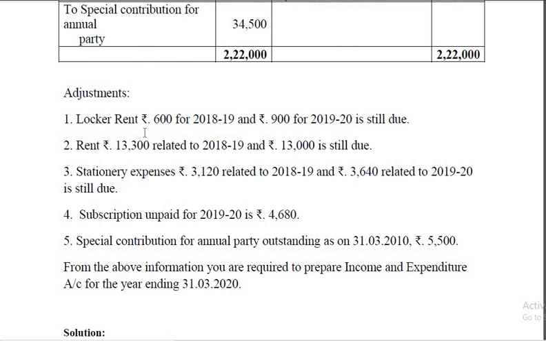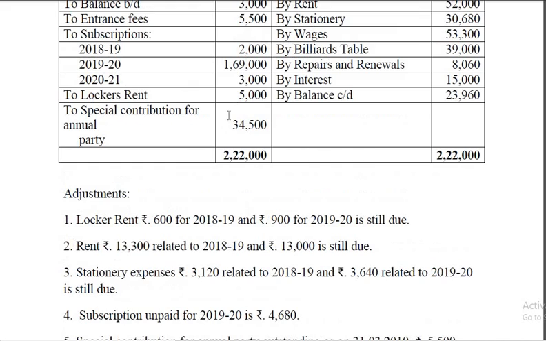But then it's given that lockers rent 600 is for 18-19. That means not for the current year. Therefore, of the 5,000 you have received, you have to deduct 600 rupees because that's relating to the previous year. The income and expenditure account is prepared on accrual basis. Only current year income you have to take. And 900 for 19-20 is still due. It's still to be received. Therefore, these 900 rupees are to be added to the lockers rent 5,000 on the credit side of the income and expenditure account.